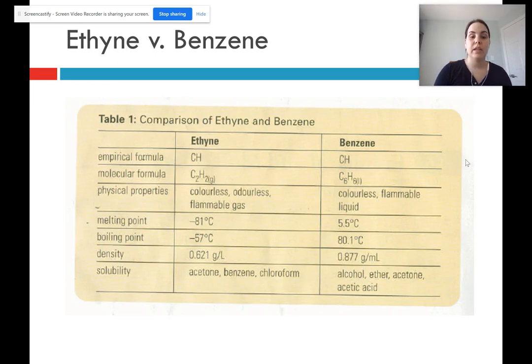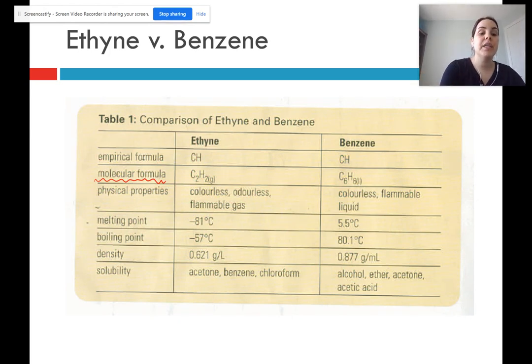Take the true molecular formulas of ethene and benzene. Ethene is C2H2. We can see that right there. Benzene, on the other hand, has a chemical formula of C6H6. So those are their true molecular formulas, the actual quantities in which those two atoms combine. We need 2 carbons and 2 hydrogens to make ethene. We need 6 carbons and 6 hydrogens to make benzene.